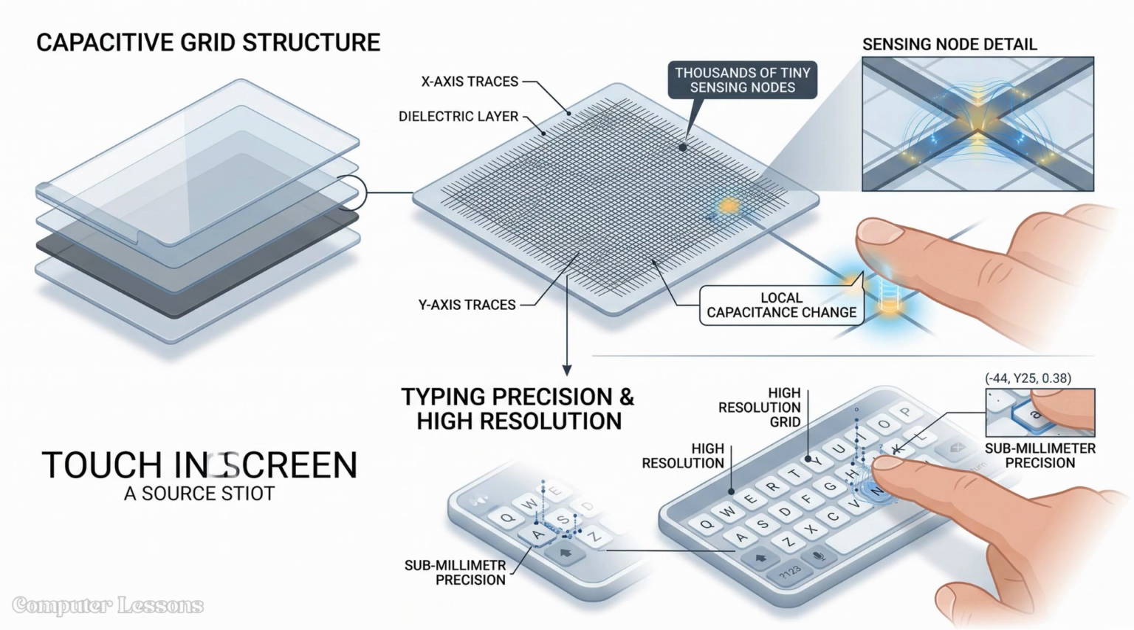Projective capacitive screens utilize an X and Y grid of conductive traces etched into a single dielectric layer. This grid creates thousands of tiny sensing nodes across the surface, each capable of detecting a local change in capacitance. This high resolution allows for the sub-millimeter precision required for typing.